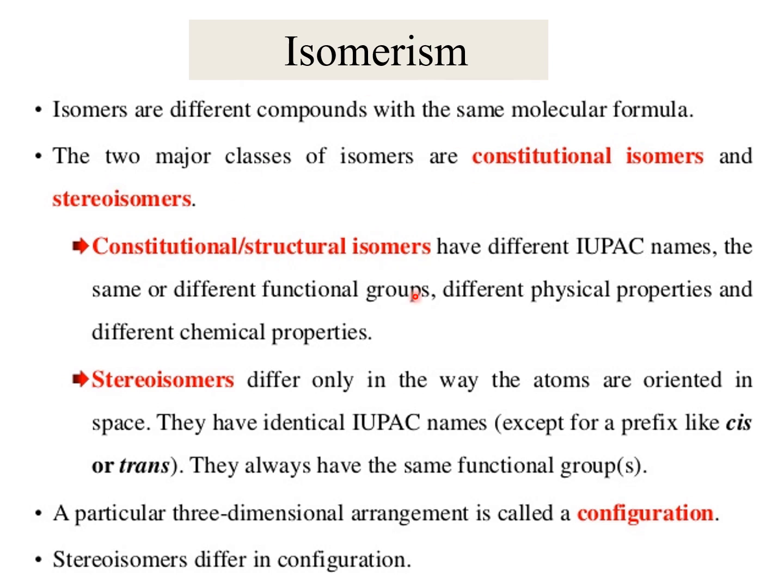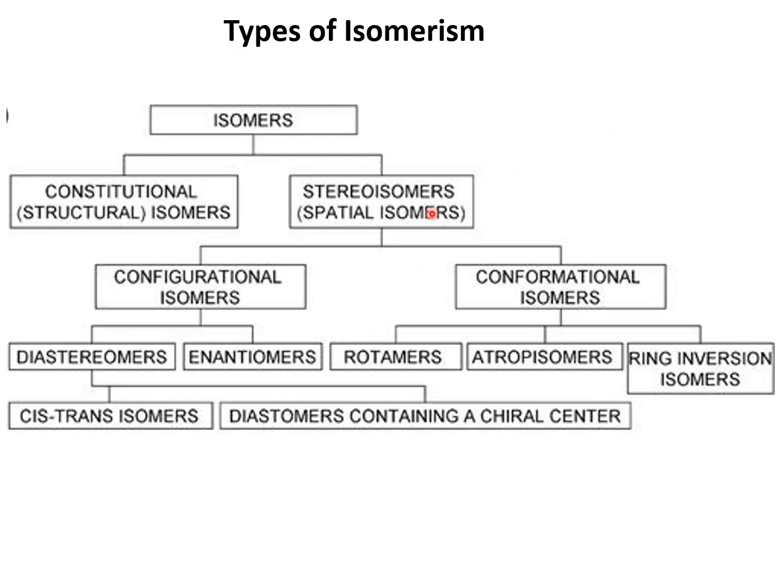Next concept is isomerism. As you all know very well, isomers are nothing but compounds having the same molecular formula but different structural formula. So isomers are further divided into structural and stereo, that is, constitutional or stereo. Stereoisomers, you can also call spatial isomers. Under this you have configurational and conformational. Under conformational you have rotamers, diastereomers, enantiomers and so on. Then you can have cis-trans.